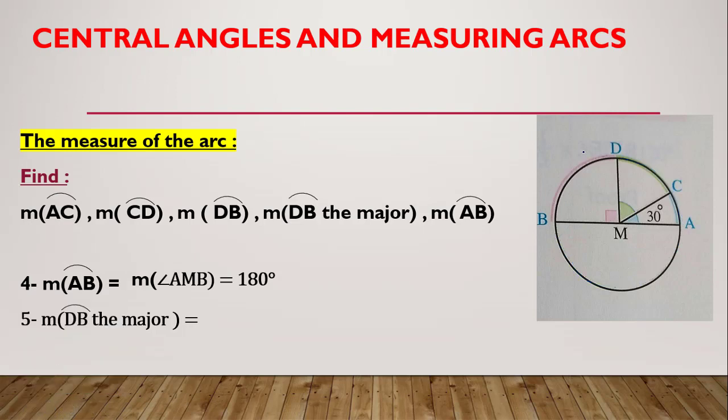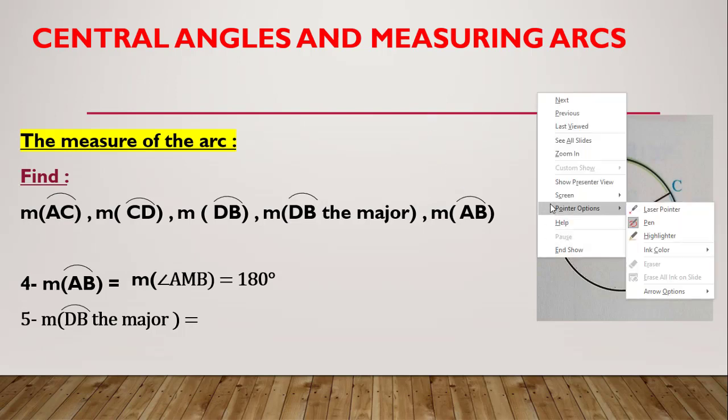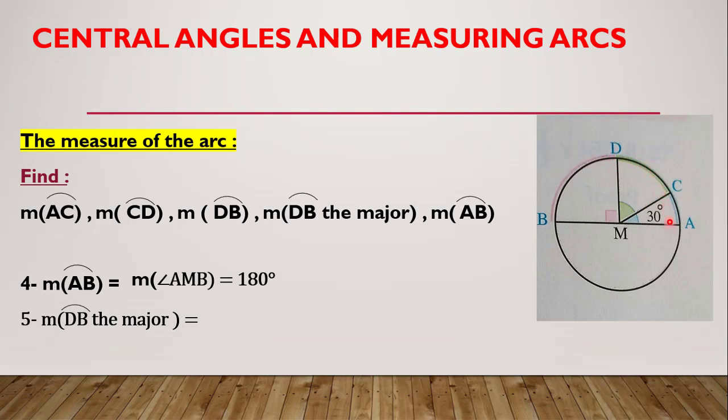It will be 360, all the circle, minus 90 degrees. All this arc will be 360, which is the measure of the whole circle, minus this angle, which is 90 degrees. So the measure of the arc DB, the major, will be 360 minus 90, which is 270 degrees. So we learned that the measure of any arc equals the measure of the central angle which subtends this arc.